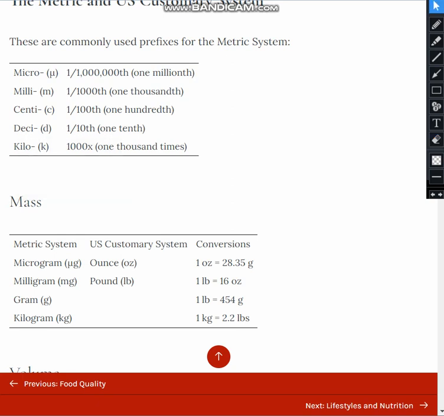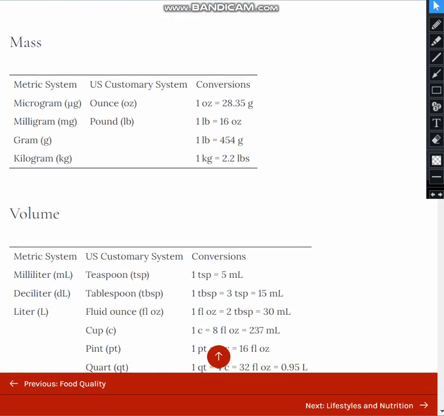Now, how do we measure mass? We measure mass in micrograms. Micro means 10 raised to the power negative 6. We measure mass in milligrams, 10 raised to the power negative 3. We measure it in simple grams and we measure it in kilograms.